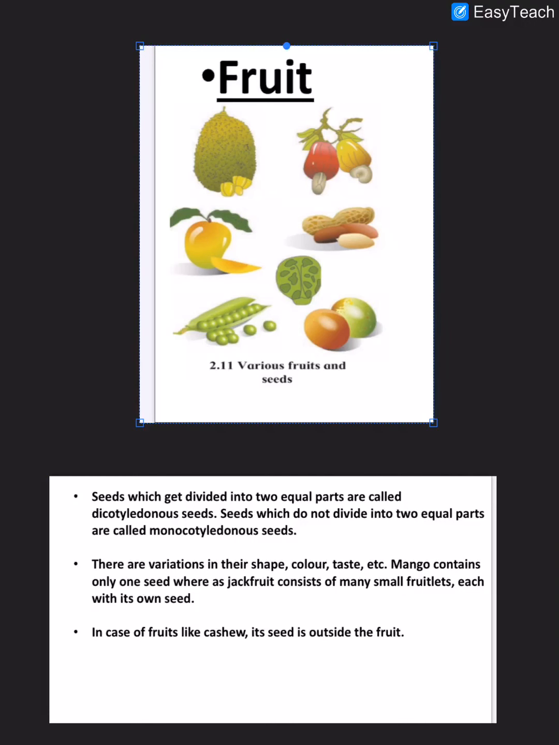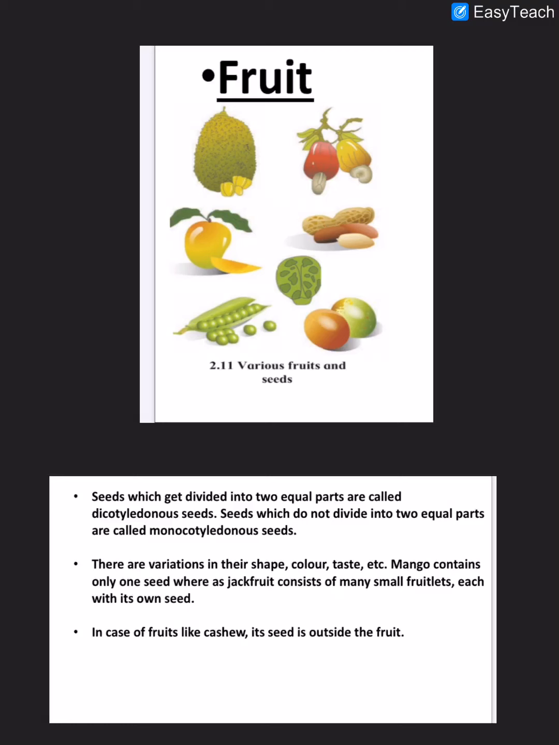So this is the last part we are going to discuss in this chapter, that is fruits. You all know the different types and varieties of fruits that we have seen in our surroundings. As in the image you can see jackfruits, mangoes, cashew nuts, peanuts, beans and so on. Various fruits and their seeds we can see here.